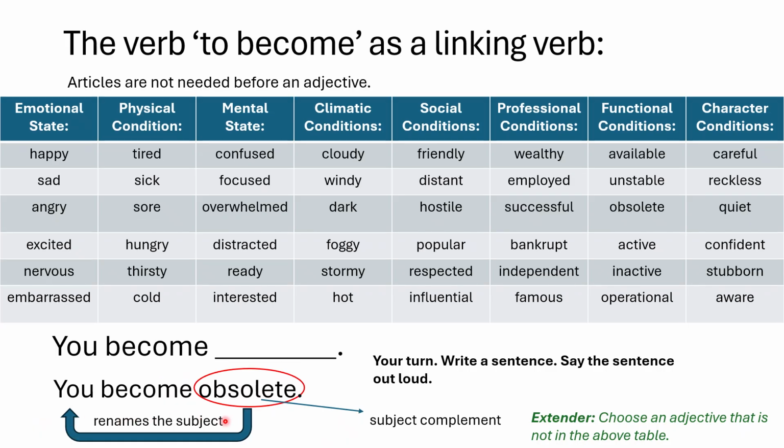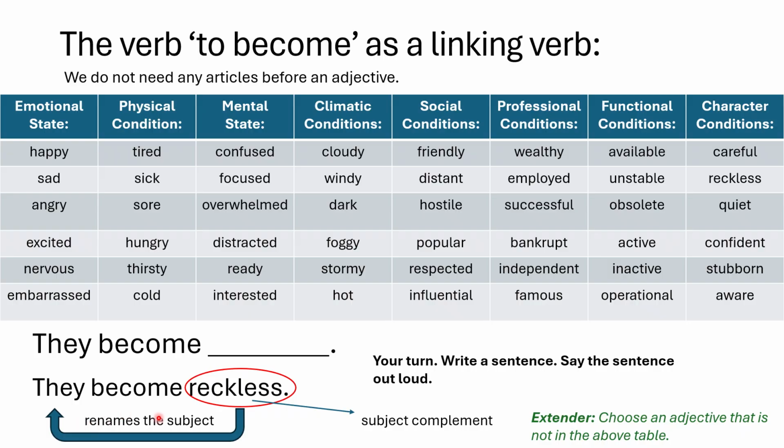You become obsolete. Obsolete, the subject complement or predicate adjective, renames you, giving information about what the subject's functional condition is becoming. Now it is your turn. Write a sentence. You become. Choose a state or condition. Say the sentence out loud. Notice the subject, you, is plural, but we do not add an S to the end of an adjective. Adjectives are describing words. They do not have a plural form.